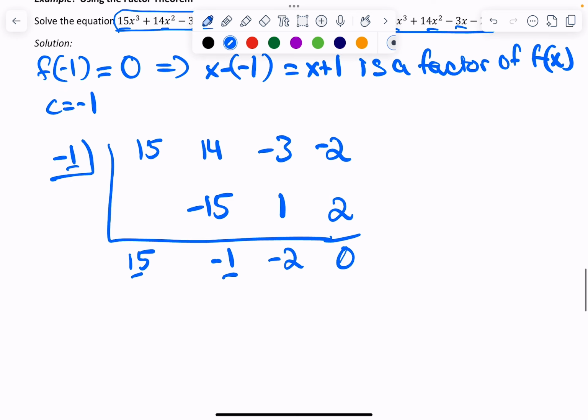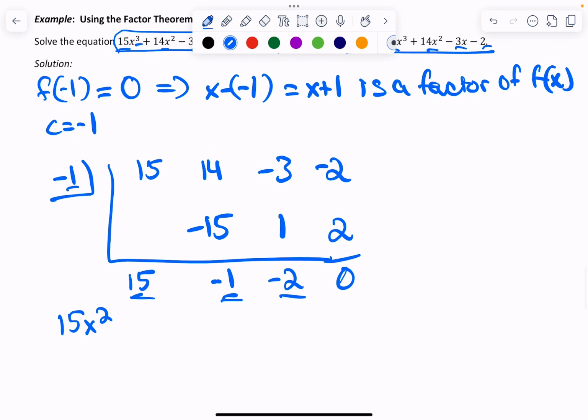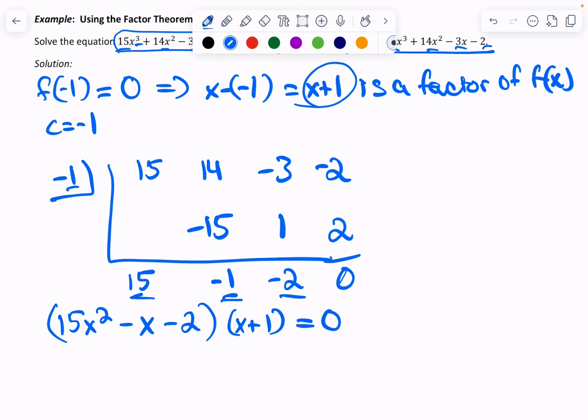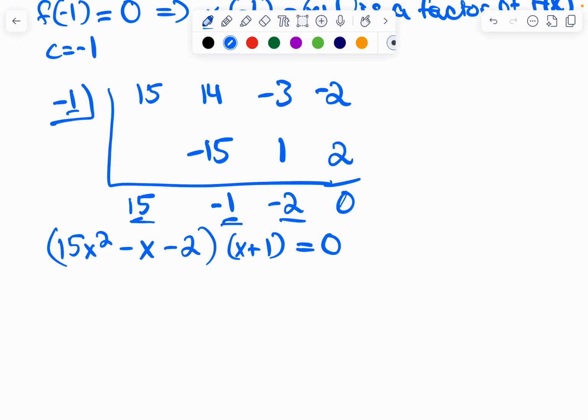Okay, so what did we get? Our factor is going to be 15x squared, again 1 less than what we had in the original, minus x minus 2. And our other factor is the x plus 1 here. This is going to equal 0. So we are solving this equation. We started with the factor theorem, and now we need to continue further and factor this.